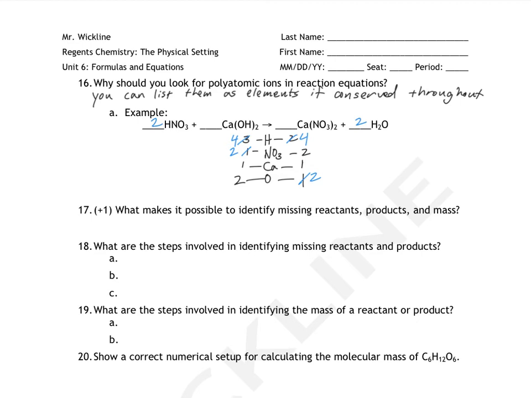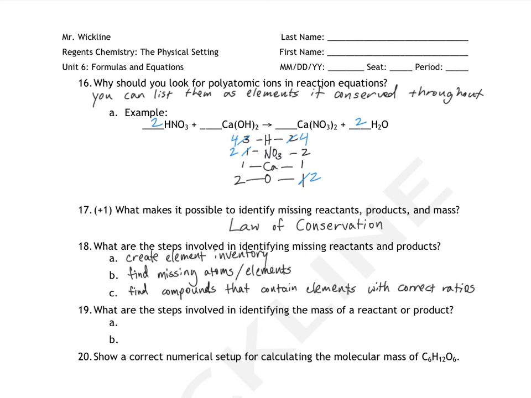So after all that balancing, I would just say that what makes it possible to identify missing reactants, products, and mass is the law of conservation. And in general, you can think of identifying the missing reactants and products in 3 steps. If we're trying to identify these missing reactants, what we need to do is make an inventory, and then we need to see which elements are missing on the sides of the equation. And then lastly, we need to think what compounds contain those elements in those ratios.